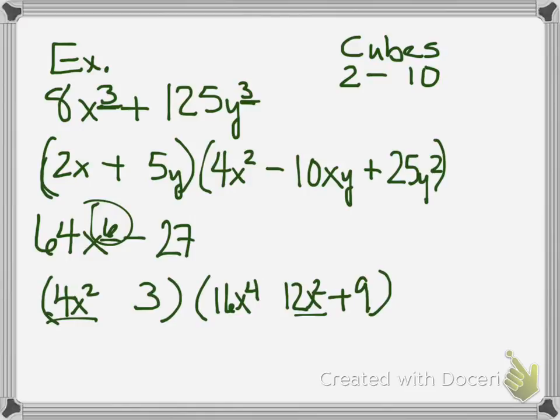That one should be a plus. And then because there's a minus here in this one, the first parentheses gets the minus, and the second parentheses gets another plus. And there you go. That's the sum and difference of two cubes.